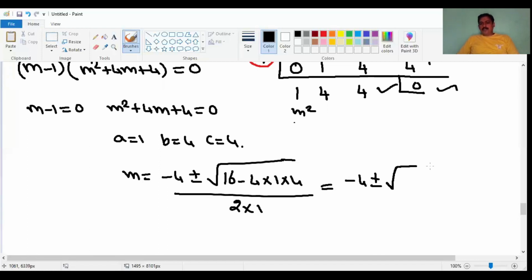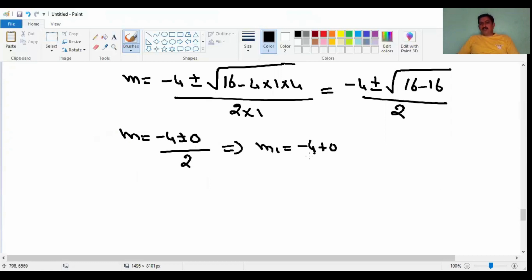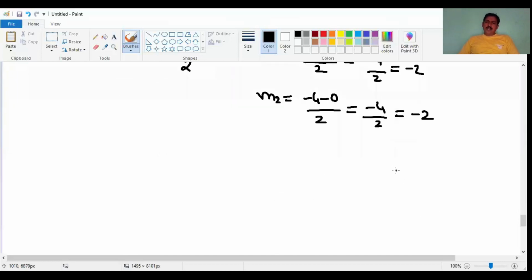m equals minus 4 plus or minus square root of 16 minus 16, by 2. We can write this as m equals minus 4 plus or minus 0 by 2. That is, the first root will be minus 4 plus 0 by 2, that is minus 4 by 2, that is minus 2. m2 equals minus 4 minus 0 by 2, which is minus 4 by 2, which is minus 2. So the roots are equal: m equals minus 2, minus 2.